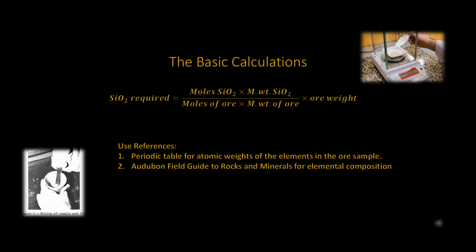A balanced equation is used to work out the number of moles of a substance. This calculation is used to calculate the amount of silica to be used for each element in the charge, being the sample as well as your flux material. The mole or moles refers to the number of molecules of the substance, and in this case, the silica. And the molecular weight refers to the weight of the single molecule of the silica. The denominator section of this calculation refers to the constituents of the ore or flux material. The molecular weight is determined from the periodic table of the elements, and the ore constituents are found in the field guide.